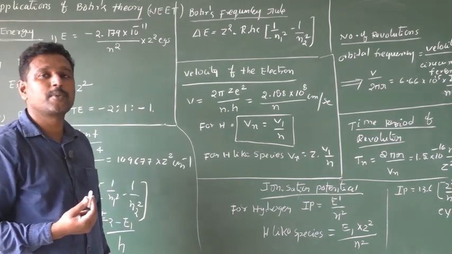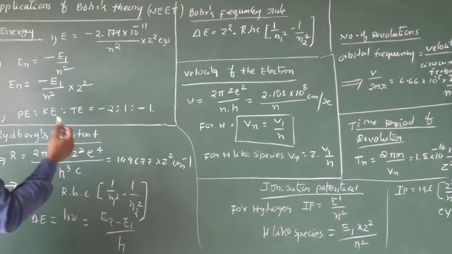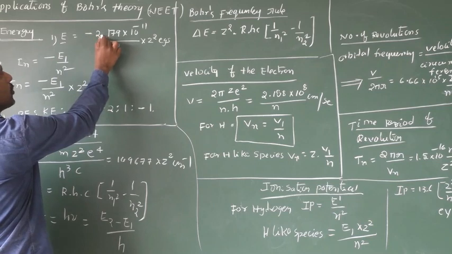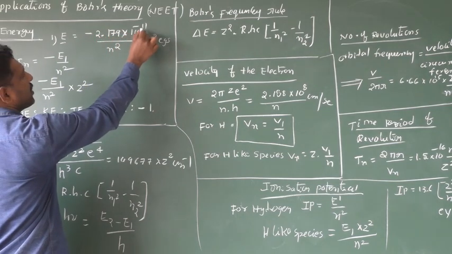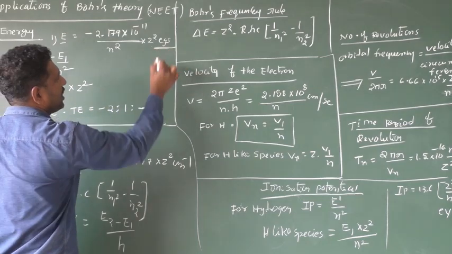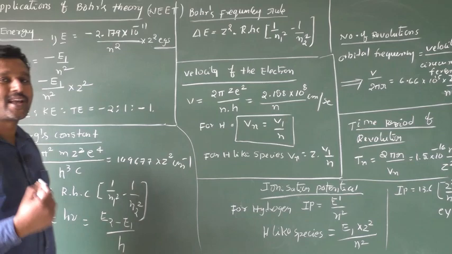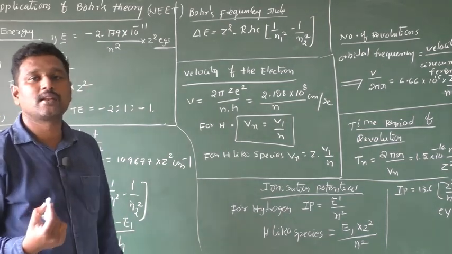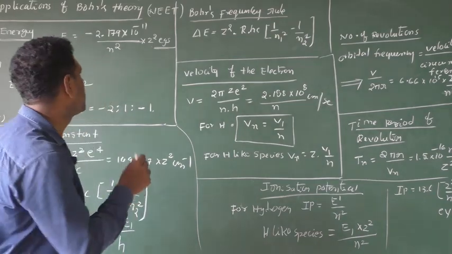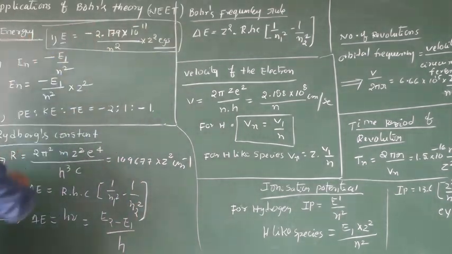That is minus 13.6 electron volts by n square. But in the CGS unit, the energy value is minus 2.179 into 10 power minus 11 by n square into Z square ergs. Sometimes they ask in ergs units, so you have to confirm that and substitute this value.